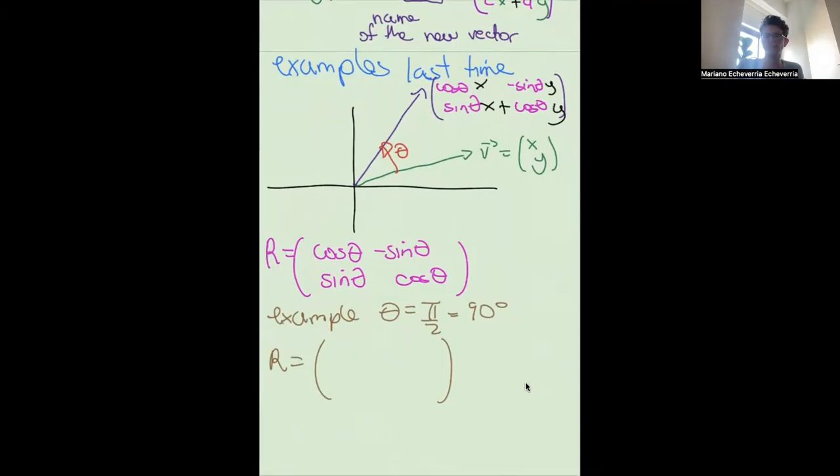So cosine of 90 was 0. Sine of 90 was 1, right? So there's a minus sign, so it becomes minus 1. Then sine of 90 or sine of pi over 2 is 1, and cosine of 90 is 0 again. So the matrix that rotates by 90 degrees is actually 0, minus 1, 1, 0. Okay.